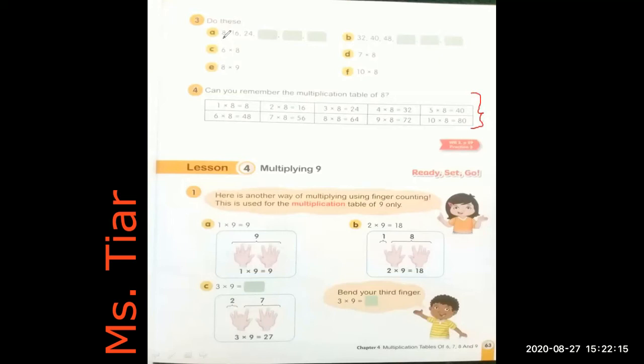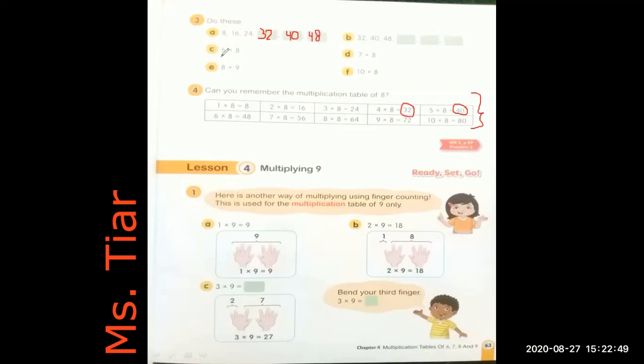So we have 8, this is 1 8, this is 2 8s, 16, 24 is 3 8s, and then we need to write down 4 8s. We get 32, we write down 32 over here, and then 5 8s, we get 40. Okay, and then we have 6 8s, we get 48. You guys understand?